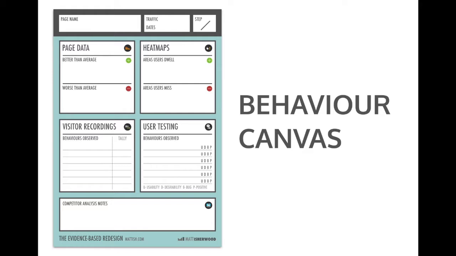So the idea is that you have one of these per step in the flow that you're looking to design or redesign. That page might be a single URL, or it might be a group of URLs, so it might be a template. And you can put the name of it at the top. So this one might just be homepage, or it might be a search page or product page. So I can get the top left.